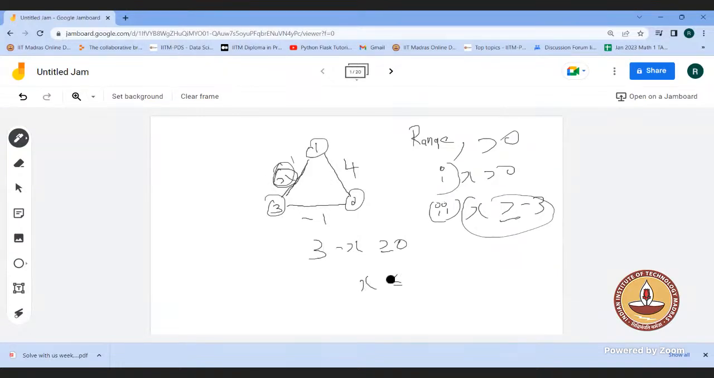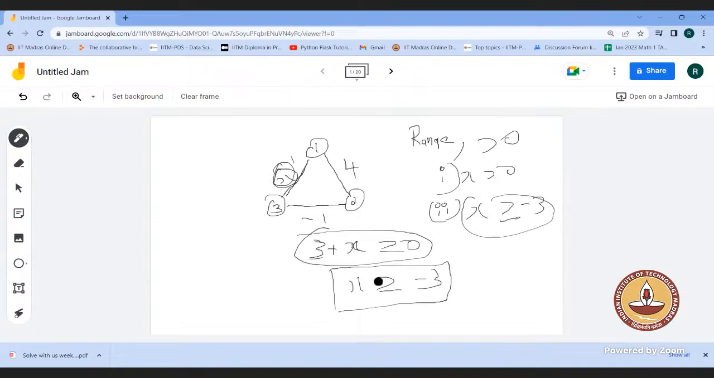This is the minimum value that it can take. What I'm trying to say is, 3 plus x should be greater than or equal to 0, because we are adding all these weights: 4 plus -1 plus x. This can't be negative. Basically, this is what Bellman-Ford says: the loop can't form a negative edge weight. So x should be greater than or equal to -3. The weight can be greater than or equal to -3. Everyone got this? Why is it greater than or equal to -3 in this case? Yes, sir.